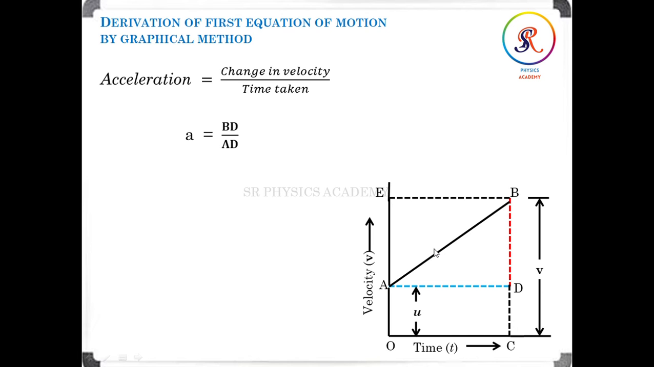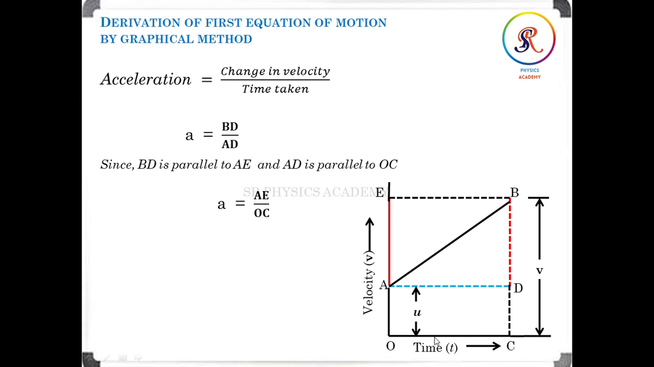Now, since we have to take the triangles here, BAD triangle and ABE triangle are similar. So now here BD is parallel to AE, and AD is parallel to OC.